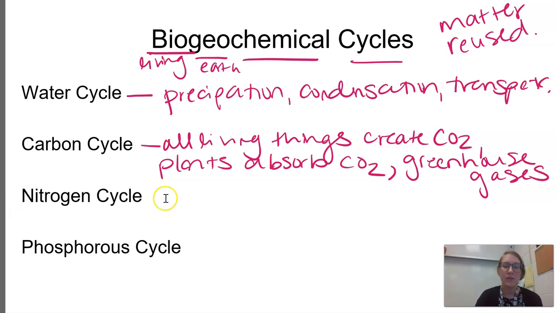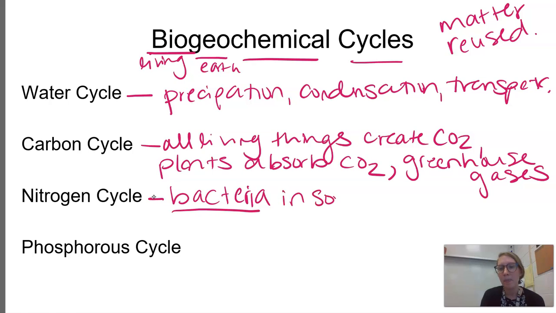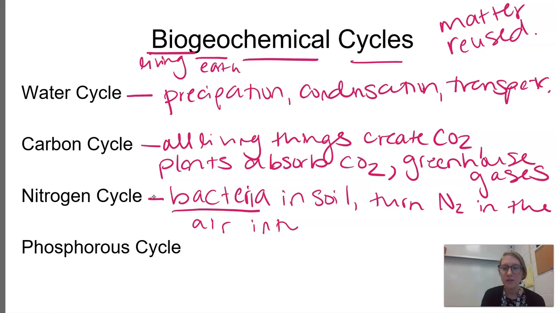The nitrogen cycle, this was the really crazy one. This one is very important for living things. Make sure that you know that bacteria were the very important guys. Bacteria are in the soil, and they are what turn nitrogen in the air into a usable, I think I spelled that wrong, usable, I can't spell today, a usable form. So bacteria are the important guys that turn nitrogen in the air to the usable form.